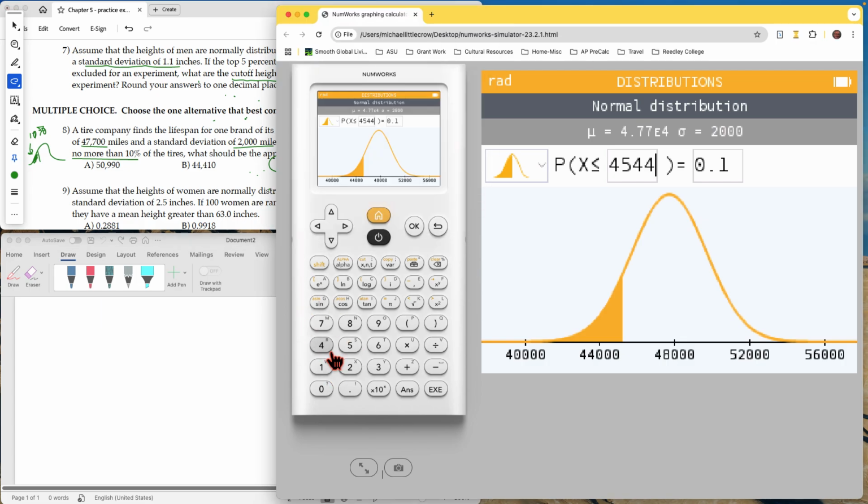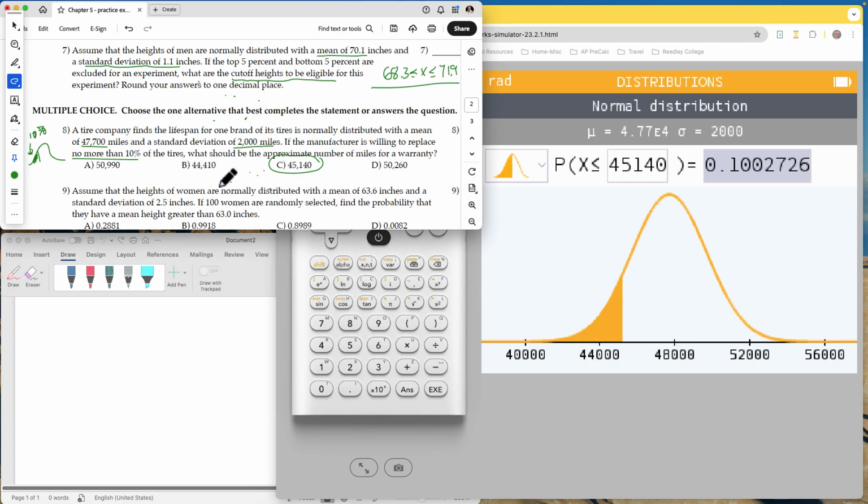45,140. Let's see how much that rounding actually cost them. I guess that's still 10%, even if you round it. Okay. See, it didn't make that big of a difference.